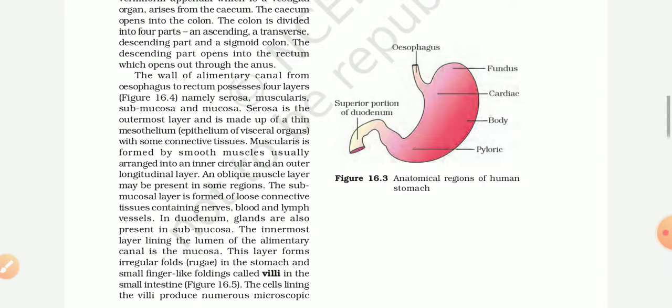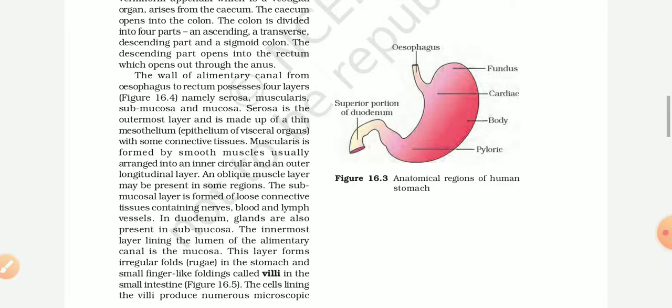The submucosal layer is formed of loose connective tissue containing nerves, blood and lymph vessels. So the third region is the submucosal layer. Connective tissues are the tissues that connect, support, bind or separate other tissues or organs. In the duodenum, glands are also present in submucosa.